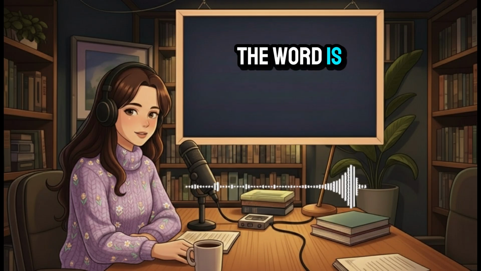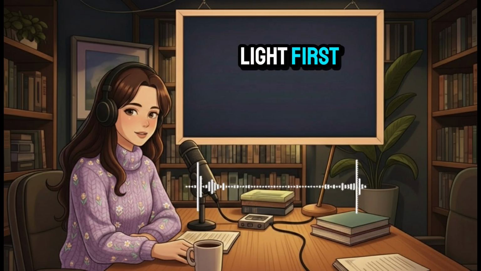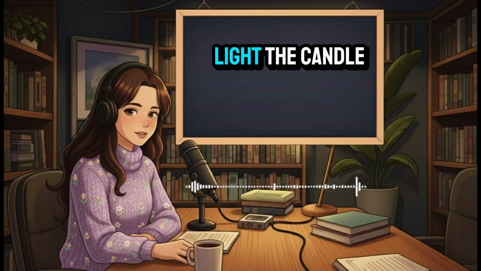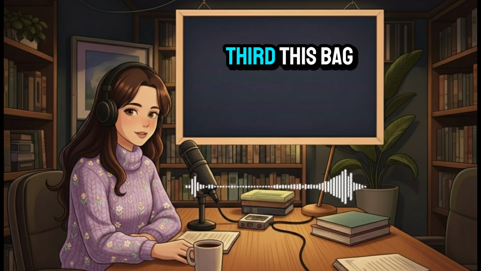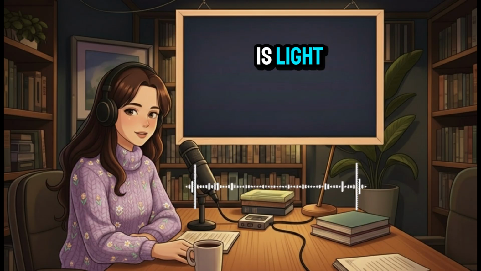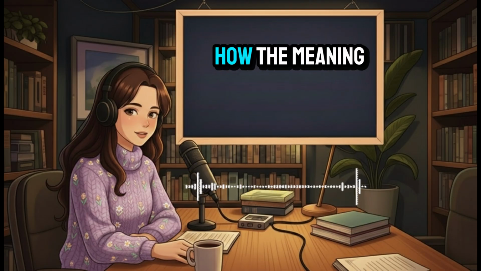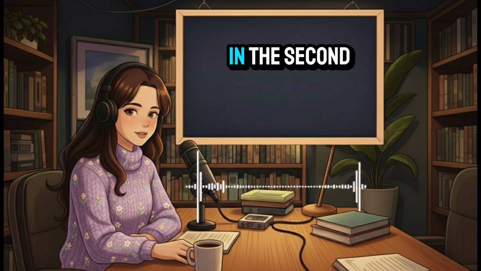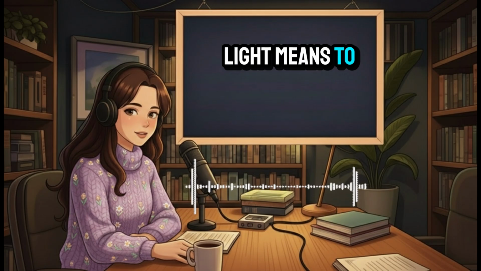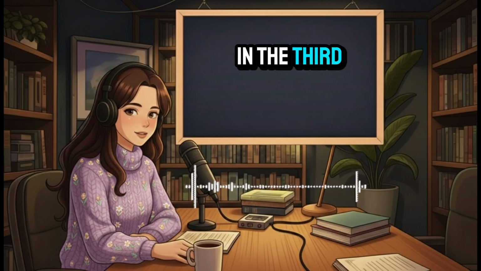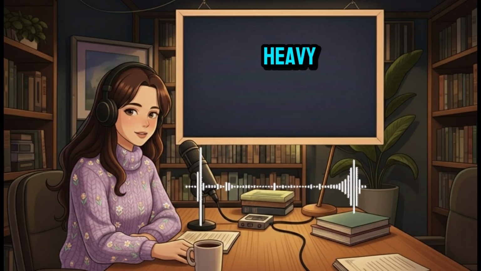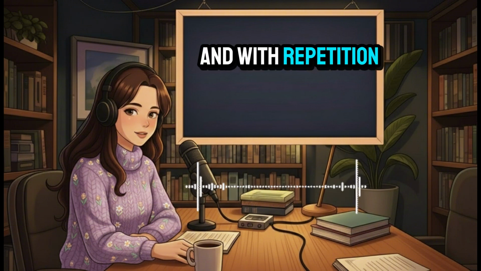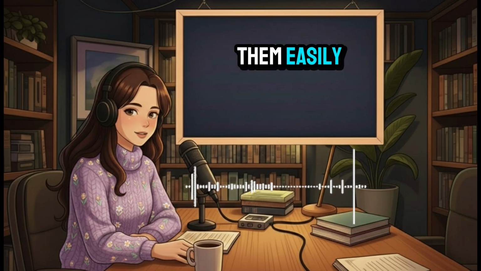The word is light. First, the room was filled with light. Second, she will light the candle. Third, this bag is light, not heavy. See how the meaning shifts? In the first, light is brightness. In the second, light means to start a flame. In the third, light means not heavy. All of these are connected, and with repetition, your brain stores them easily.